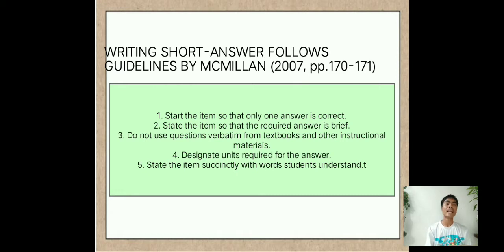Writing short answer items follows the guidelines by Macmillan in 2007. Number 1, state the item so that only one answer is correct. 2, state the item so that the required answer is brief. 3, do not use questions verbatim from textbooks and other instructional materials. 4, designate units required for the answer. And 5, state the item succinctly with words students understand.